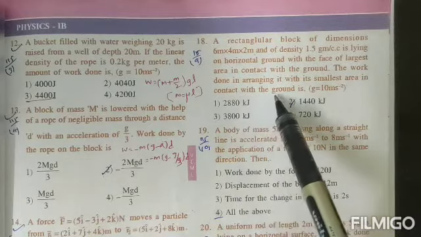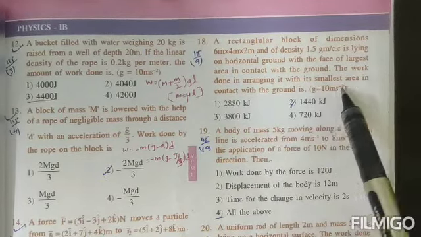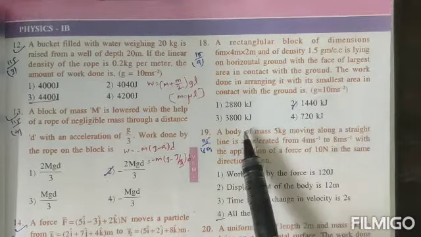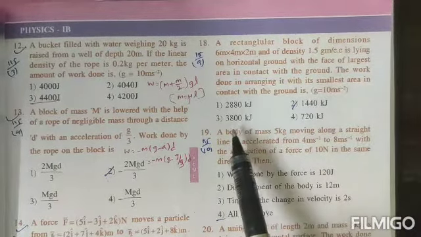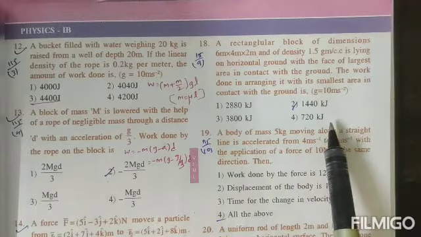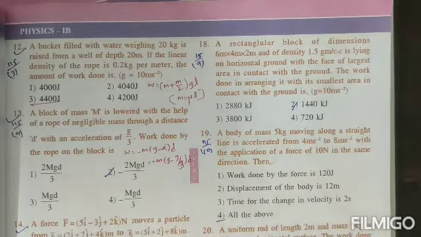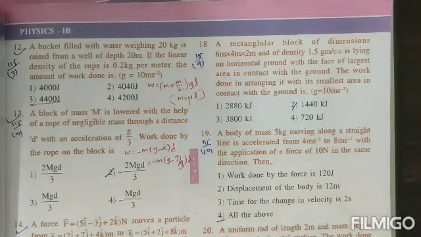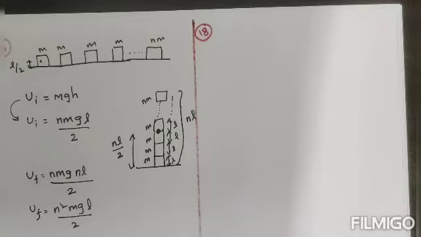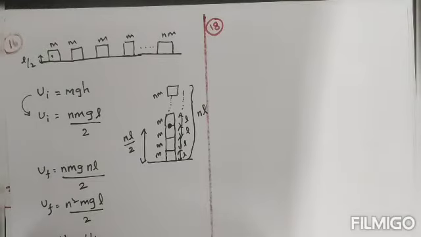so that the smallest area is in contact with the ground is... Take g value as 10 meter per second square. Then 4 options are given in kilojoules. Okay, so let's discuss this concept with the solution. I'll read the question one more time.